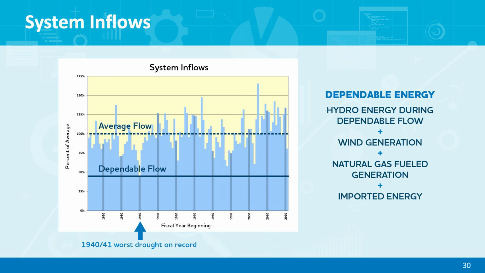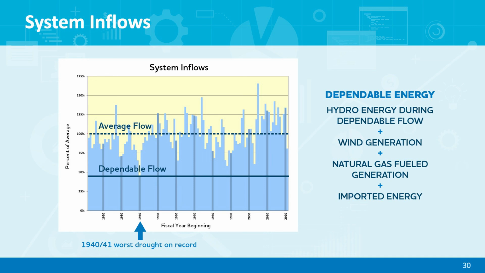Dependable energy is the amount of electrical energy supplied during the dependable flow. But while this graphic only shows dependable flow, dependable energy also includes generation from wind turbines, natural gas generators, and imported electricity to determine the total system dependable energy.